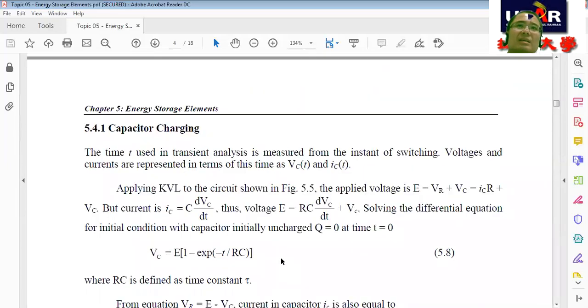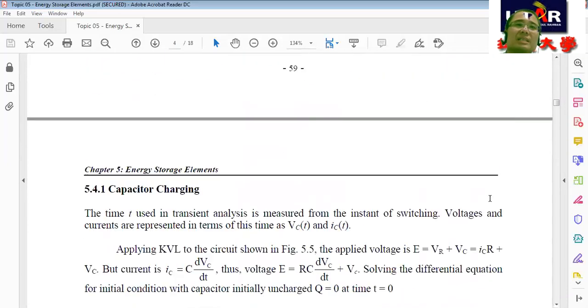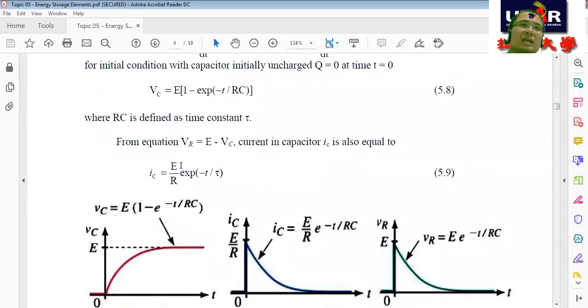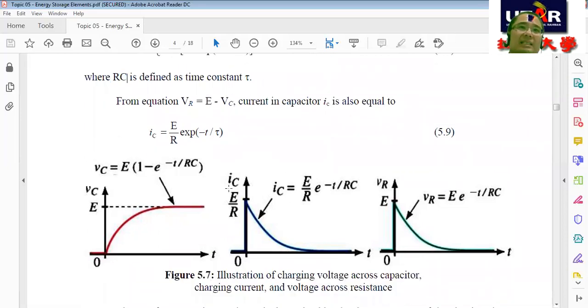This current IC is given by this equation, the charging current: IC equals E divided by R, exponent minus t over tau. This tau is equal to RC. Okay? Then this VC, the capacitor voltage, is equal to this equation. The capacitor charging current is equal to this equation.